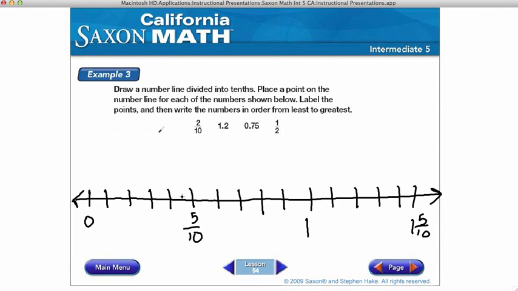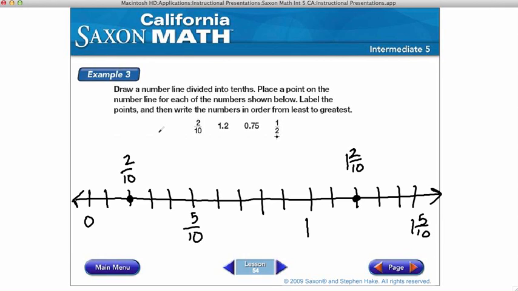There we go. Now it's asking us to label these. So first I'm going to label 2/10. 1, 2. I'm going to draw my dot and label it 2/10. Then I have the point 1.2. So if this is 1, 1 and 1/10, 1 and 2/10. Draw my dot and I'm going to label it 1 and 2/10. There we go. I'm going to come back to 0.75 here in a minute.